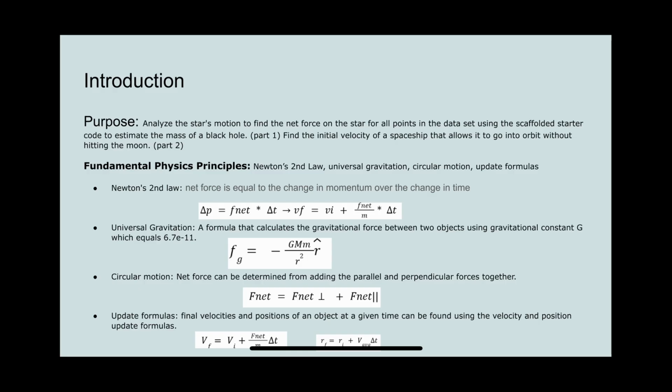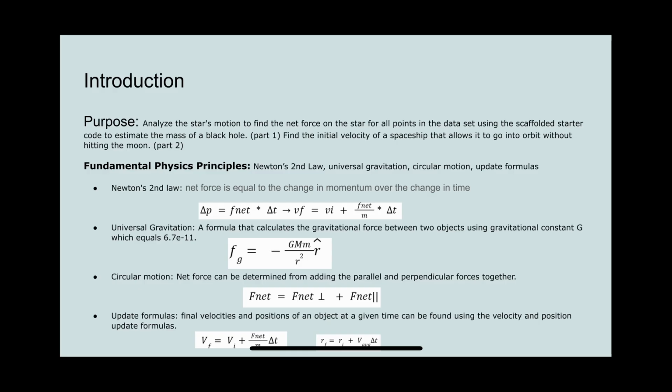The fundamental physics principles used in this lab would be Newton's second law, universal gravitation, circular motion, and update formulas. Newton's second law, also known as the momentum principle, is where a net force is equal to the change in momentum over the change in time, and this is expressed in the equation below. Universal gravitation is a formula that calculates the gravitational force between two objects using gravitational constant G, which is equal to 6.7 times 10 to the negative 11, and this is also shown by the formula below.